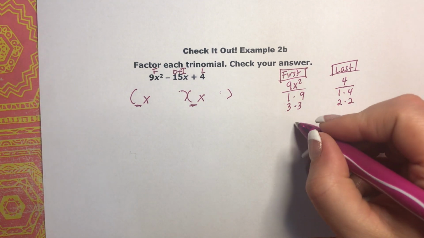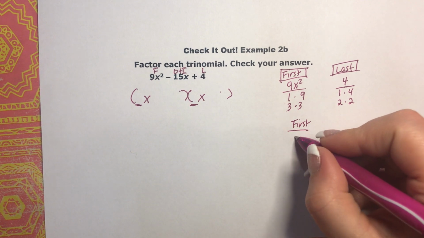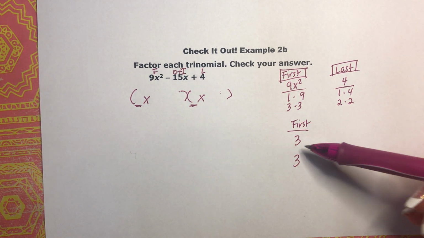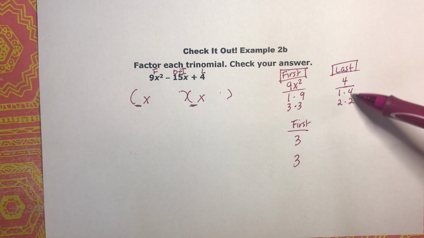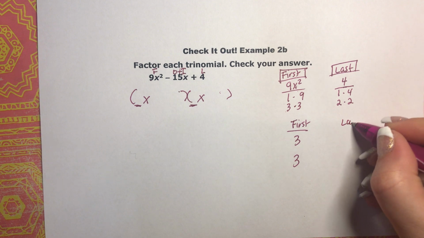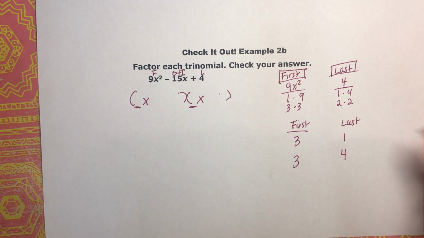So this is going to be my first. And I'm going to put 3 and 3. Okay. And then look at it, right? You're going to have to multiply one of these numbers by 3. So I'm just going to start here with the first one, 1 and 4. Okay.